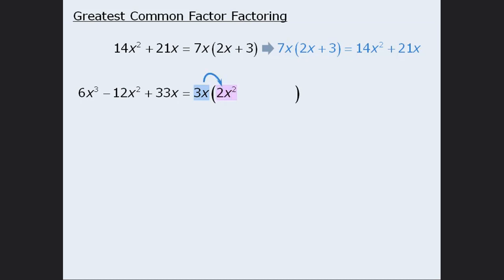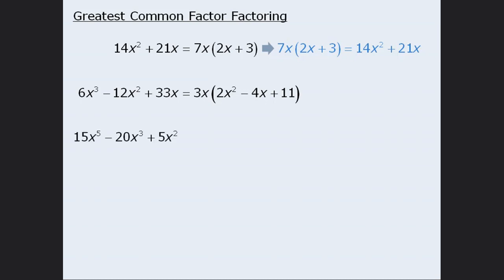So the first term here must be 2x squared, since 3x times 2x squared is equal to 6x cubed. The next term must be negative or minus 4x, since 3x times negative 4x is equal to negative 12x squared. And finally, the last term here must be positive 11, since 3x times positive 11 is equal to positive 33x. We have now successfully factored 6x cubed minus 12x squared plus 33x. And if we wanted to, we could verify this by expanding the right-hand side.